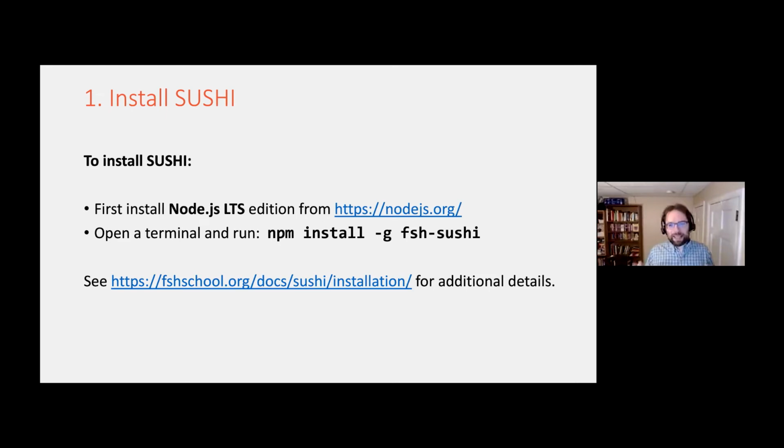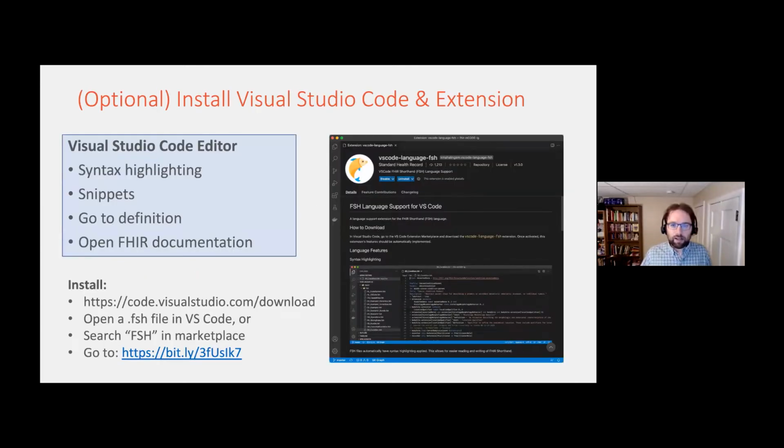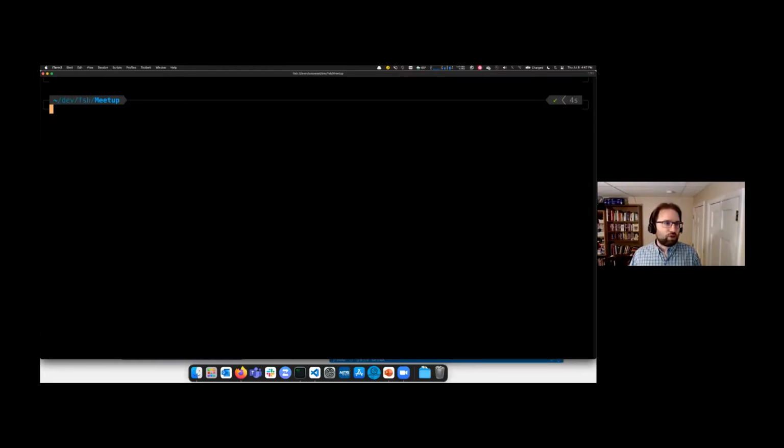But Sushi is based on Node.js, so you need to install Node in order for this to work. After that, you can install it very simply by saying npm install -g fsh-sushi. If you have any questions or need more help, you can check out FSH School, and there's some documentation there. As Mark mentioned, we also have Visual Studio Code and a particular plugin that adds syntax highlighting and some other features that I'll show you too. That's also a highly recommended component. And now let's jump right into some demo where I'll show you the rest.